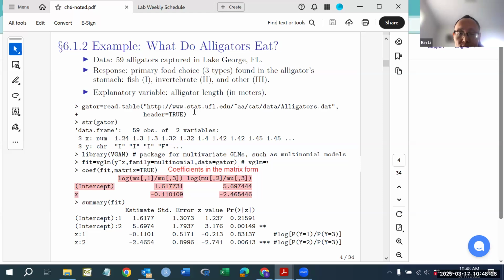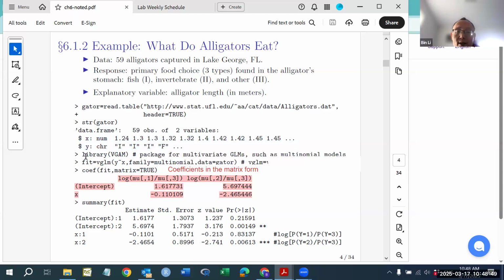The data set is available here. If you use this link, you can download the data set. In this data set, we have two variables and 59 observations. The first variable is the length, and the second variable is the food choice, the primary food choice.